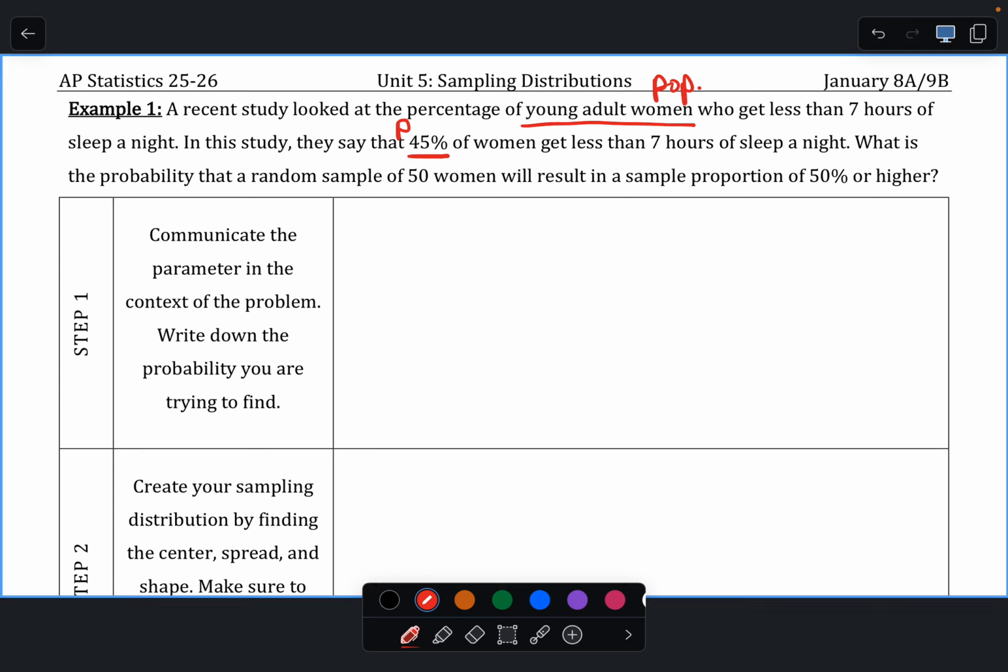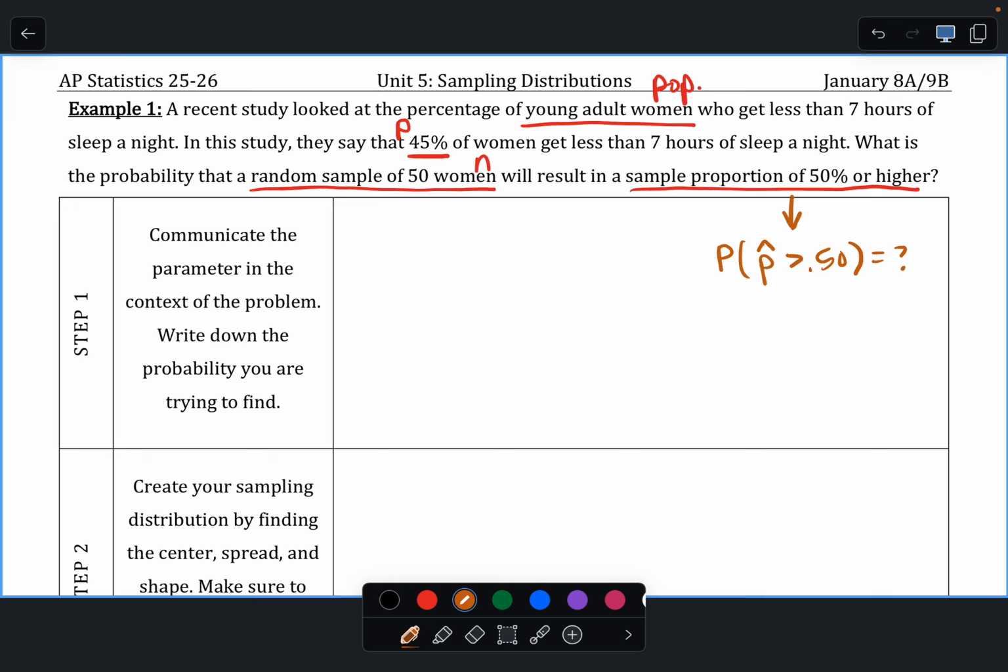What is the probability that a random sample of 50 women, that's going to be my N, will result in a sample proportion of 50% or higher? So this is really what I'm trying to find. A lot of the time I like to go in, and this isn't a necessary step, but I like to find from the question what I am actually looking for. And I'm trying to find the probability that the sample proportion is greater than 50%.